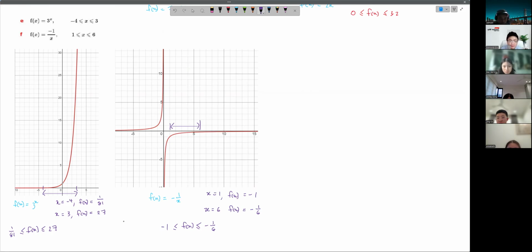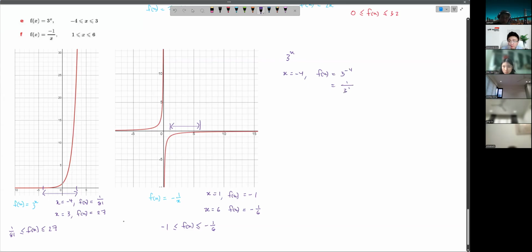This question still works because the lowest point is when x is 1 in this range, and then when x is 6, it goes up higher. There's no turn. So that's why this one works. For 3 power x, when x equals -4, your fx equals 3 power -4. So this is actually 1 over 3 power of 4, which is 1 over 81. You can use a calculator to get it.